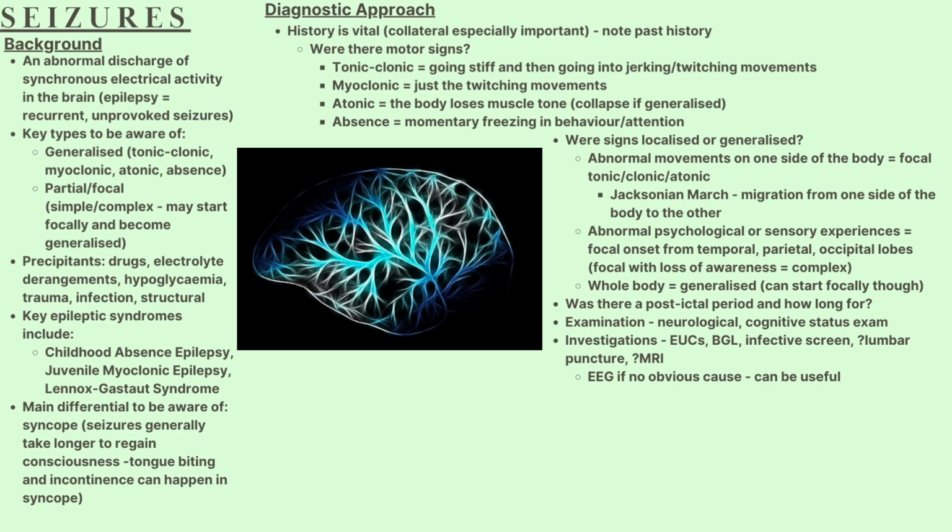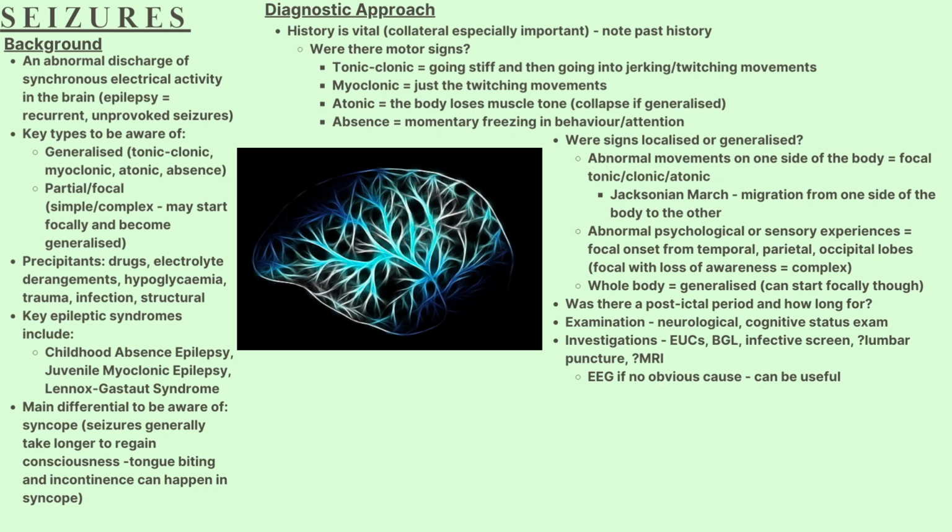The key investigations to do would be to rule out some of these causes. So we do EUCs to rule out electrolyte derangements. We do a blood glucose level to rule out something like hypoglycemia. We do an infective screen and potentially a lumbar puncture if we're suspecting something like meningitis. And we could do an MRI if we are suspecting something like a tumor or a space-occupying lesion.